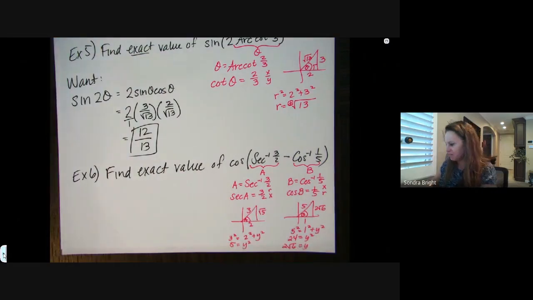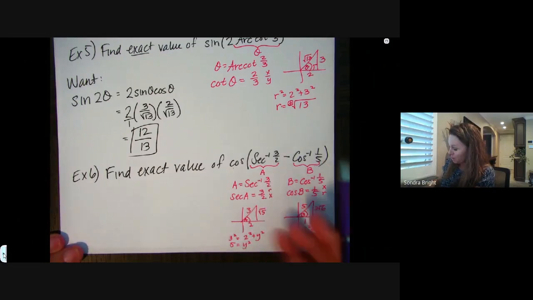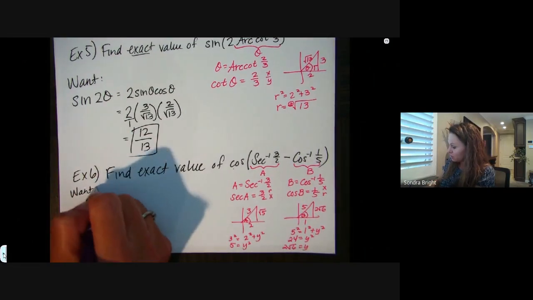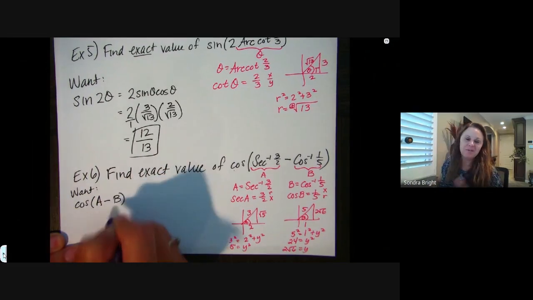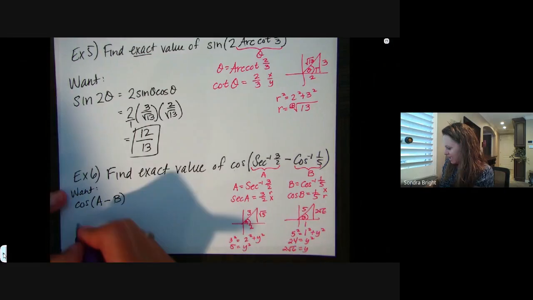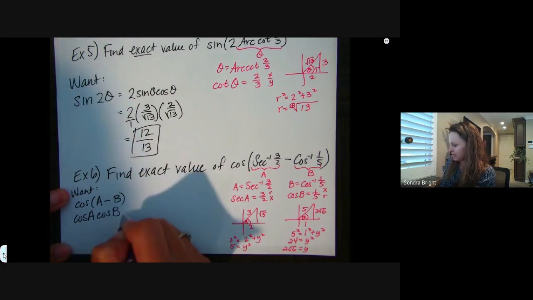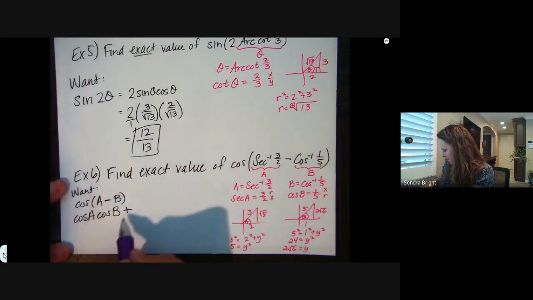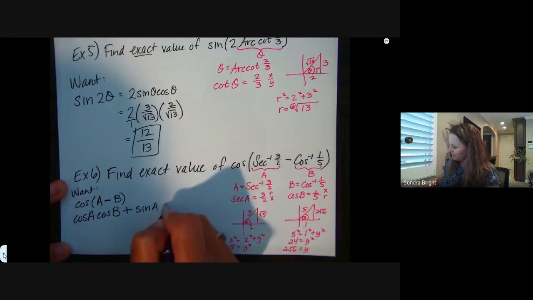Now I rewrote this as I let this be A and this be B, so what I'm wanting is cosine of A minus B. Well, that's a composite angle identity. You know this. Cosine, cosine, sine, sine. Change the sign in the middle. Cosine of A times cosine of B. Change the sign. There was a minus sign here, so I'm changing that one to a plus. Sine of A times sine of B. But I've got all these values right here.